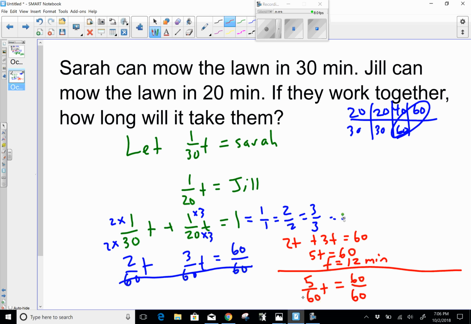At this point, if you want to, you can cross multiply. If you do that, you're going to get 300t is equal to 60 times 60, which is 3600, right? And then divide both sides by 300, and so then you still get t is equal to 12. So either way you do it, you still get t is equal to 12 minutes, right? Okay.